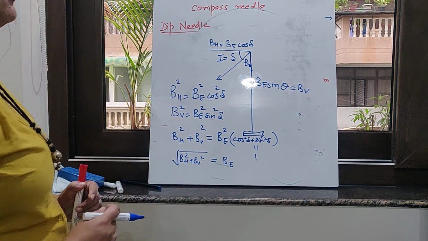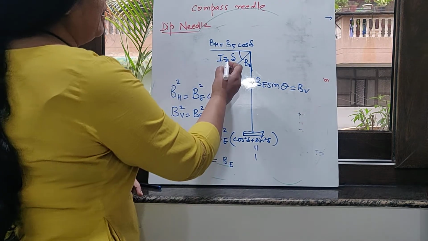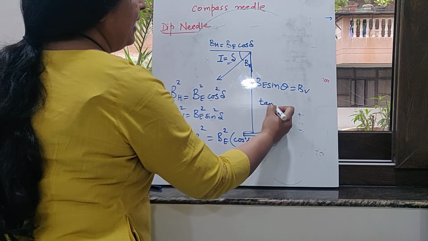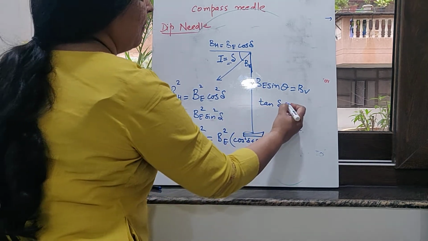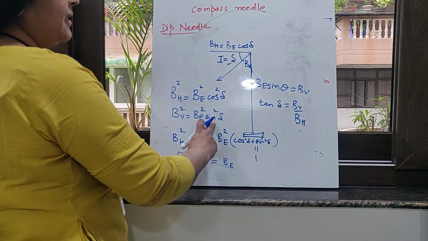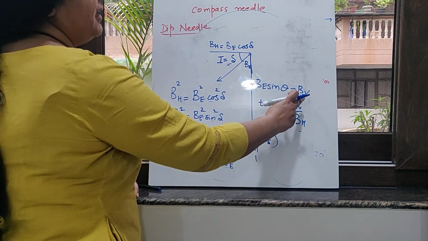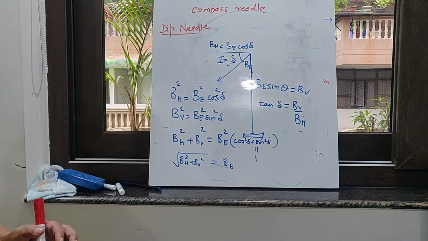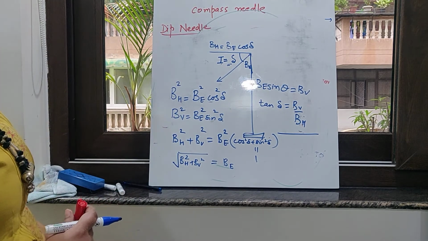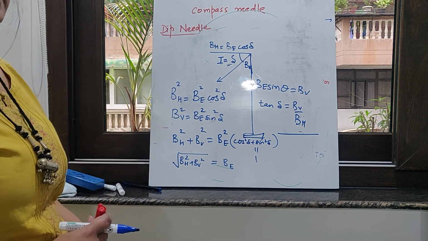This relationship is very useful to find out the Earth's magnetic field at a place. You can also find out the angle of inclination or dip. That is tan delta, and tan delta can be found using BV by BH, because earlier we wrote BV is equal to BE sin delta, and dividing this by BH, which is BE cos delta, you will get tan delta is equal to BV by BH. In many numericals in your textbook, you will be using these relationships and finding the values which will be asked. And these three elements help us to find out the Earth's magnetic field.